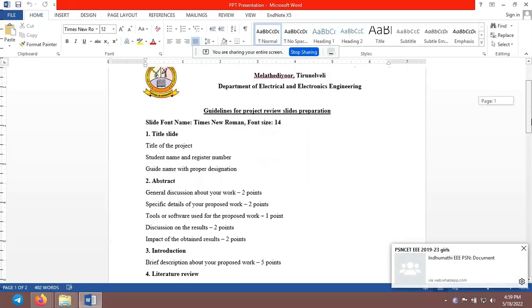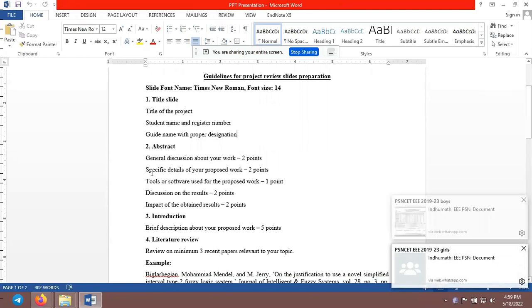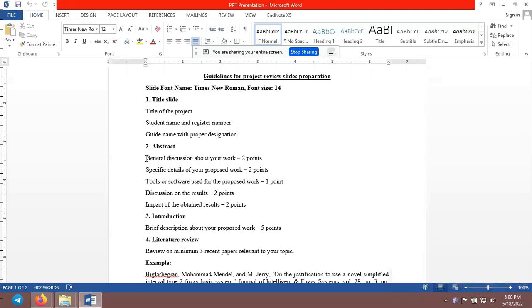Next is the abstract. In that abstract, you should discuss these 5 points. It should have at least 5 points as bullet points. Do not copy paste any content from your base paper or something else. That is not the way to present your work. It should be given as simple as possible, but you should speak out clearly about that point. So the abstract should start with a general discussion about the work.